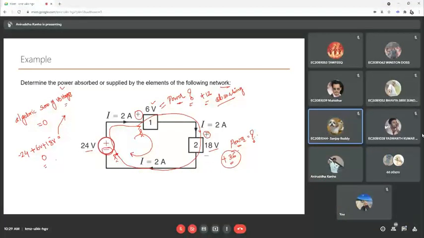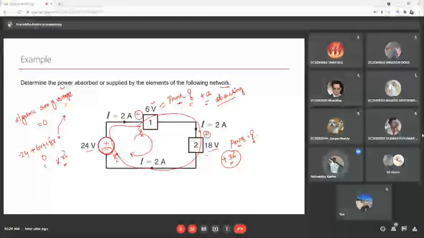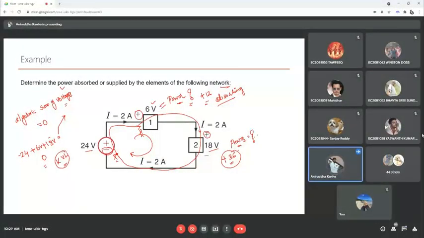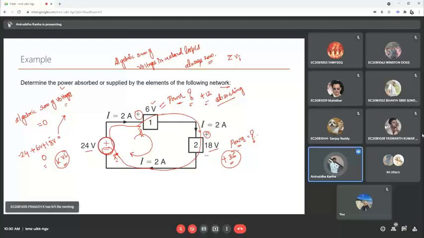Kirchhoff's voltage law. So what Kirchhoff's voltage law suggests is that the algebraic sum of voltages in a closed loop is always 0. It's a very important fundamental law. Algebraic sum of voltages in a closed loop is always 0. In notation, you can write it in this way.